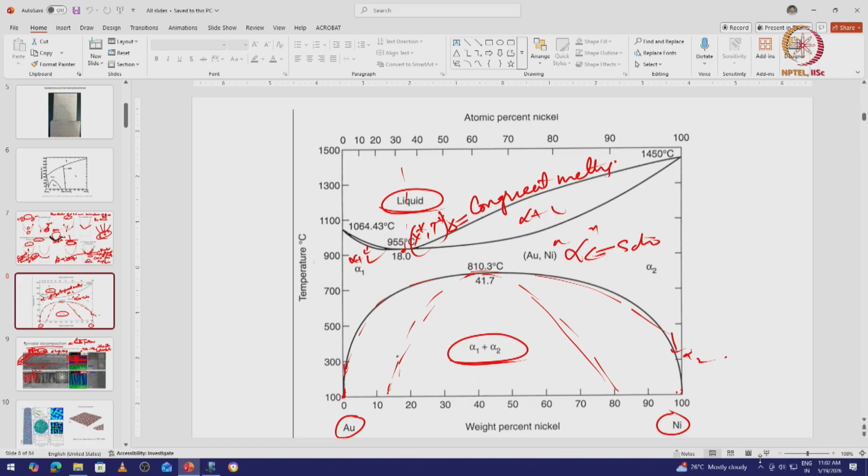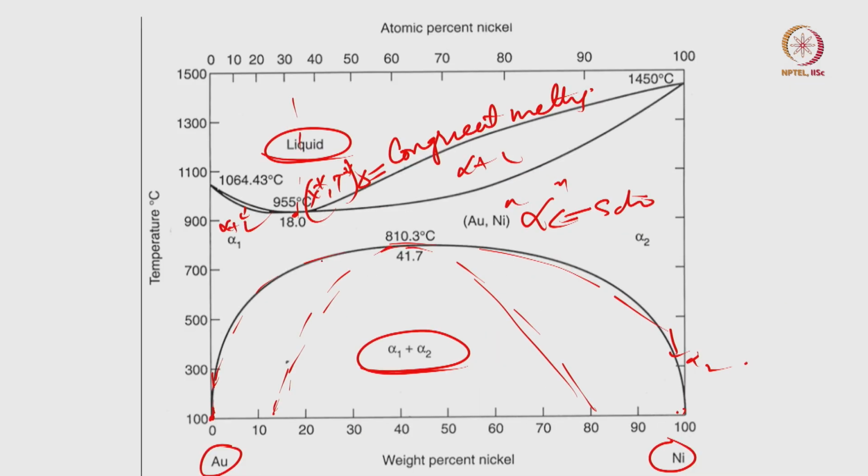So, I can point it out to you. This is the T where congruent melting happens, that is larger. So, the liquid phase disappears faster, or at higher temperature, than the Tc where spinodal decomposition happens. So, this is called T star, this is called Tc.